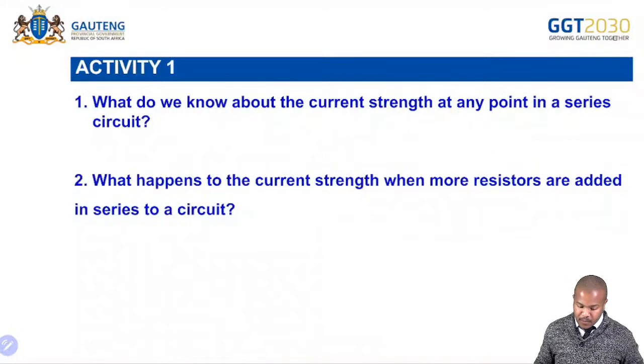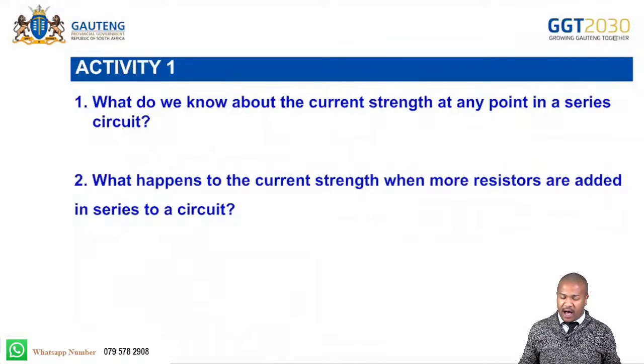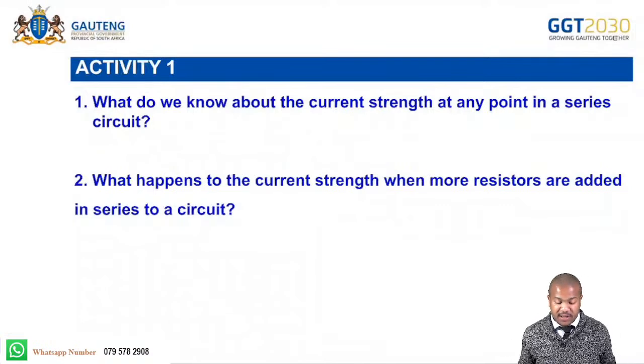Right. Now let's quickly look at activity 1 to test our knowledge so far. Number 1 says, what do we know about the current strength at any point in a series circuit? Then number 2, what happens to the current strength when more resistors are added into a series circuit? So now I'm going to give you 3 minutes to copy and complete this activity. Then after that, we shall mark together.